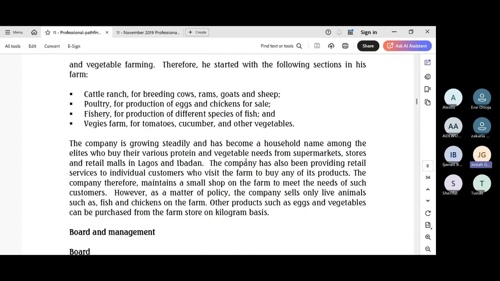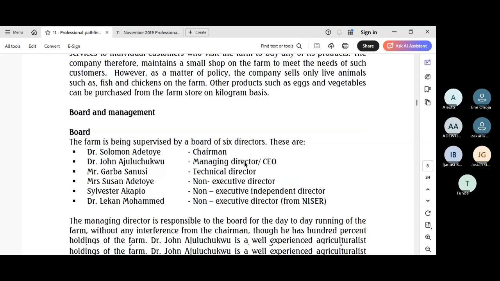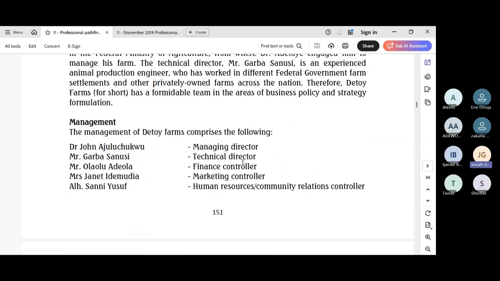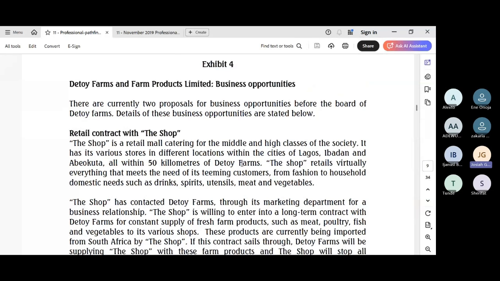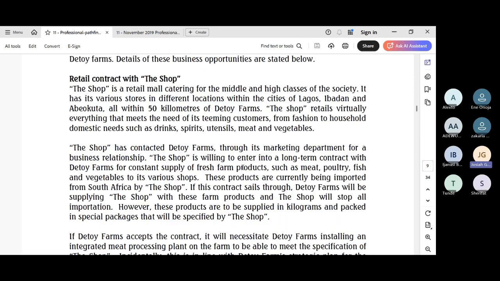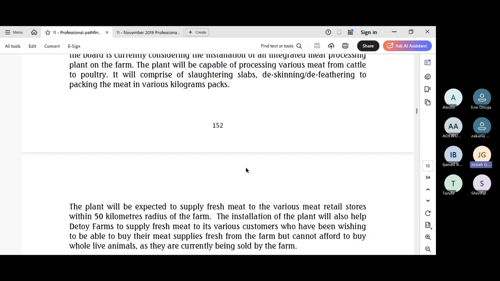So we have the board composition, we have the chairman and the board of directors, the executive and non-executive. And we also have the management team, speaking to executive directors and the other senior managers. Exhibit 4 spoke to business opportunities, and specifically the retail contract, which we've spoken to in requirement 2 from the examiner's report, the retail contract with the shop. So these are details on it. And also the installation of the integrated meat processing plant, which we're supposed to deal with, also in requirement 2.